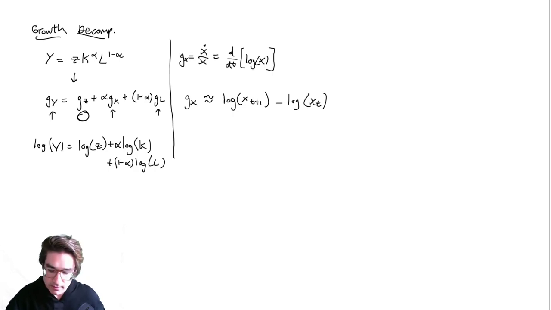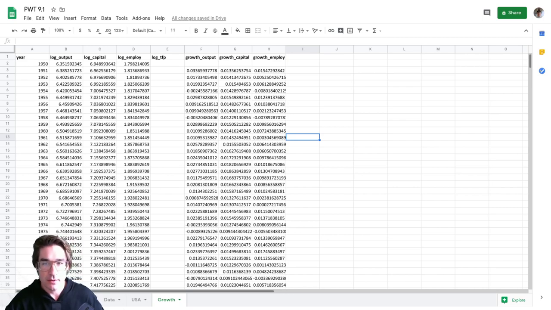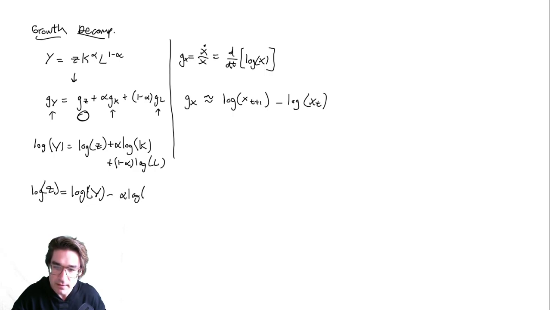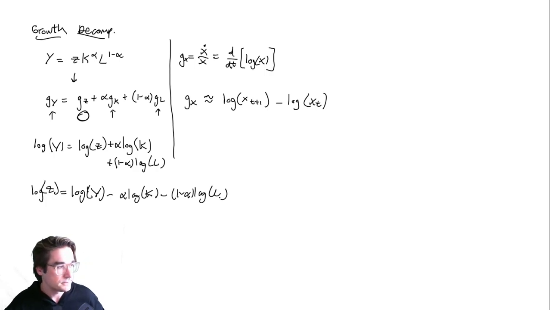Now I'm going to remember to switch back. How can we implement that here? One more thing. That means that this log z, if we solve for log z, is log y minus alpha log k minus 1 minus alpha log l. So it's just solving for z, and that's what we're going to do. So then, what's alpha? That's one thing we need to know. So we can get alpha.